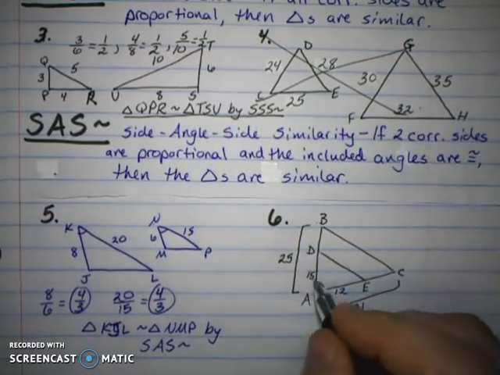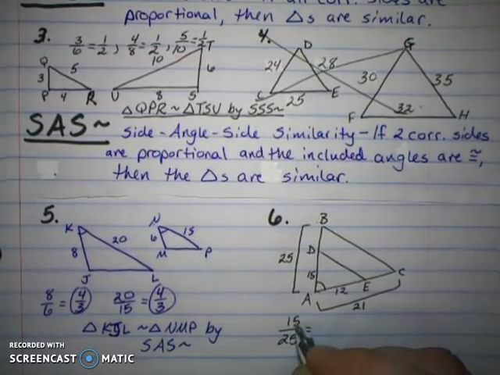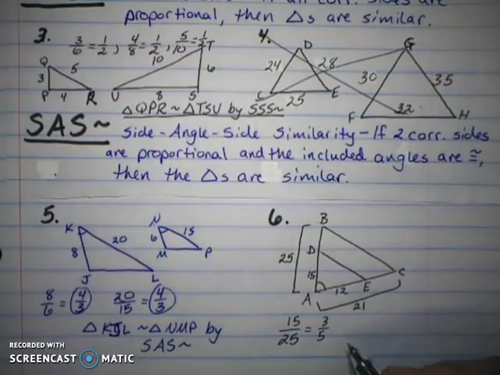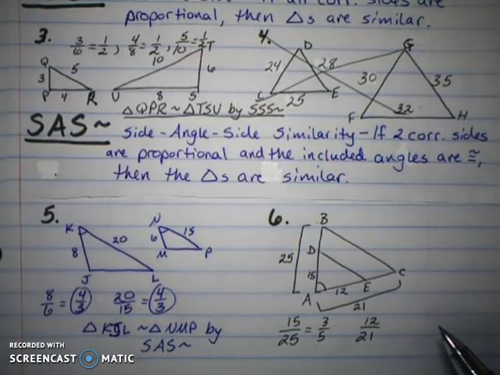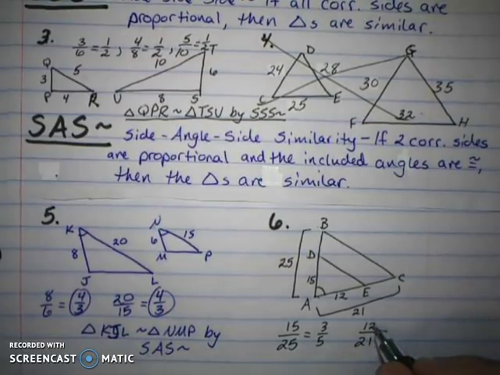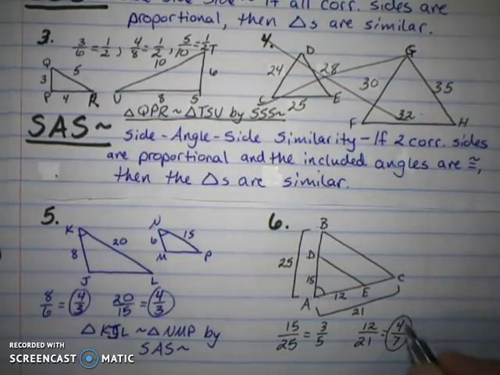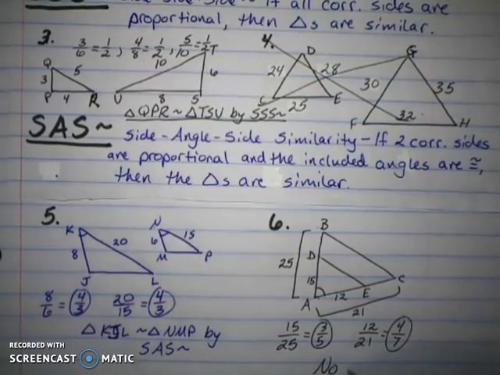But then these sides, marked 15 and 12, should be proportional to 25 and 21. So we want to check those corresponding ratios, 15 to 25. Okay, if I divide both by 5, that's 3/5. Okay, and then I've got 12 to 21. When we try and do 12 divided by 21, they have a common factor of 3, but 12 divided by 3 is 4, 21 divided by 3 is 7. Those are not equal ratios. So these actually are not similar triangles because the sides are not proportional. So our answer is no, or not similar.